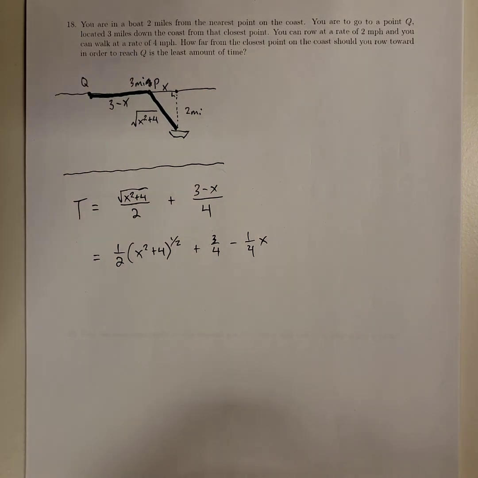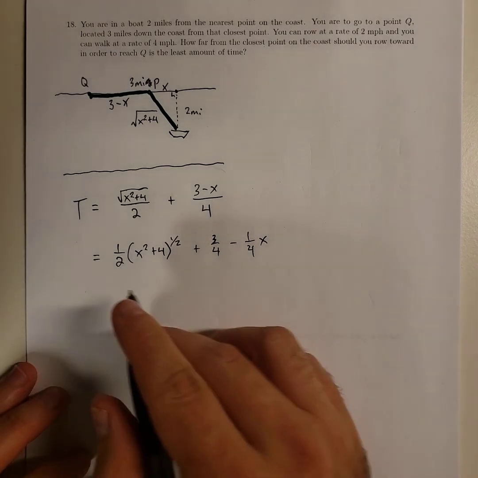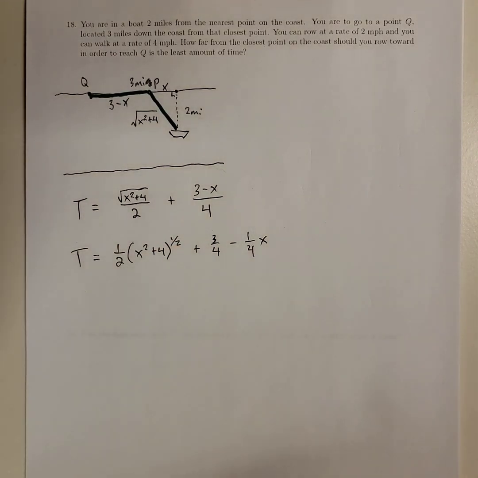It looks like I'm out of time here. I'm not going to be able to finish in this video. But the idea is you take the derivative of this and set it equal to 0. So maybe I'll finish this in another video. Okay.